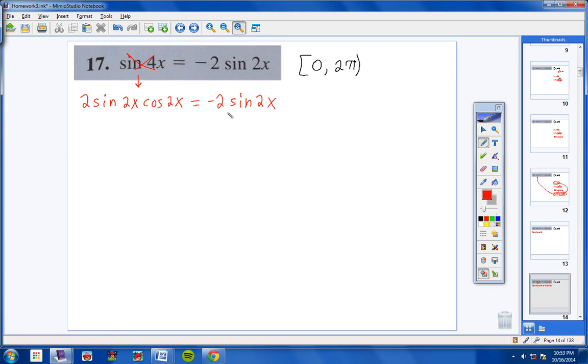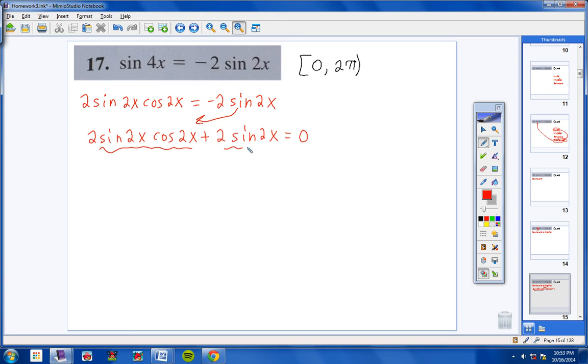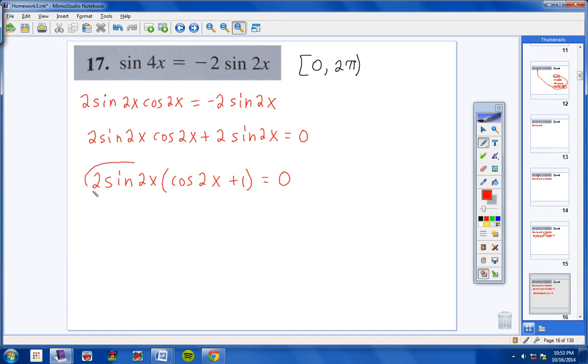Now, what I'm going to do is bring the negative 2 sine 2x over and make it positive. So it's positive now. Brought this over, made it positive. And now I'm going to factor out a 2 sine 2x from both terms. Here's a term, here's a plus sign, and here's a term. So factor out a 2 sine 2x, and you're left with this. So now you have one group here you can set equal to 0, and one group here you can set equal to 0. Okay? So there we go.